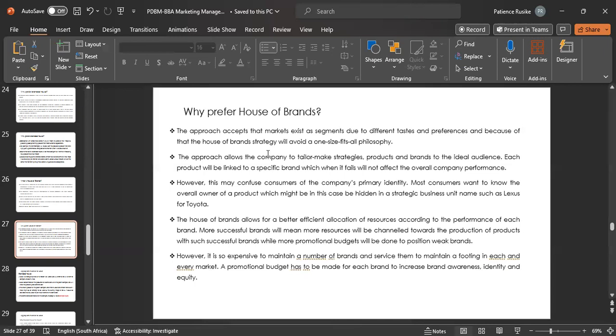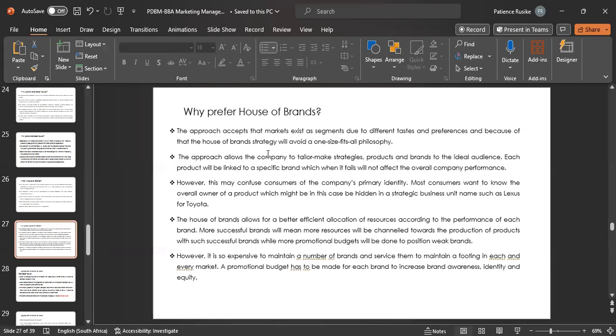Right, so that's house of brands. The approach allows the company to tailor-make strategies. So you craft strategies in accordance to that particular brand as it stands on its own. The marketing strategy of Dove satisfies a certain market, and Lifebuoy also focuses on a certain market. So you cannot use the same marketing strategy that Dove uses with Lifebuoy or with Sunlight. So they've got tailor-made strategies for each product.